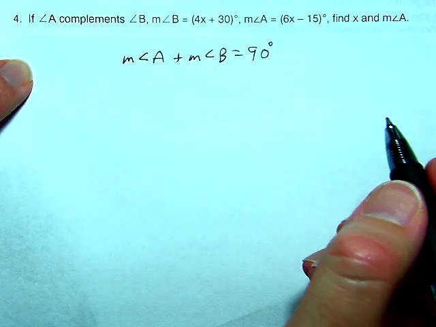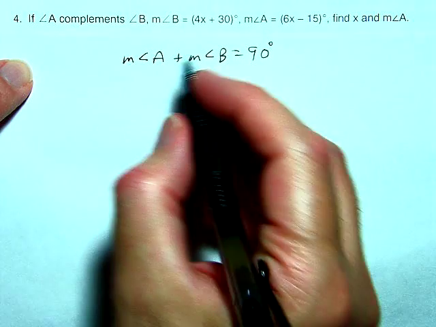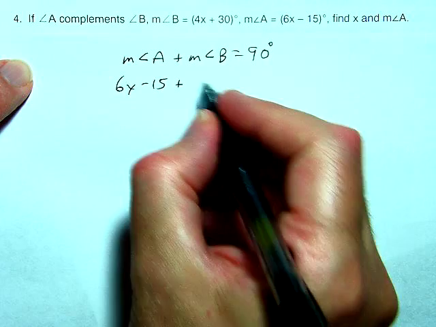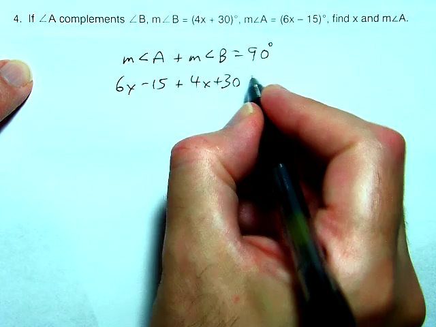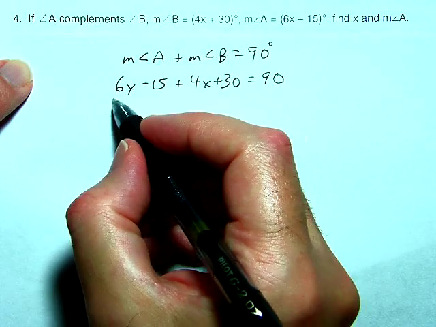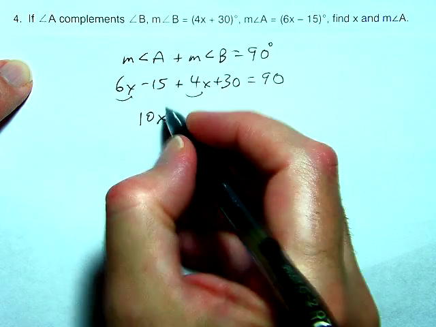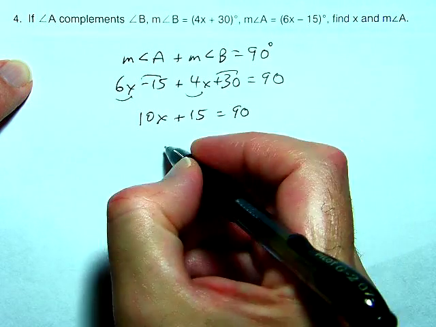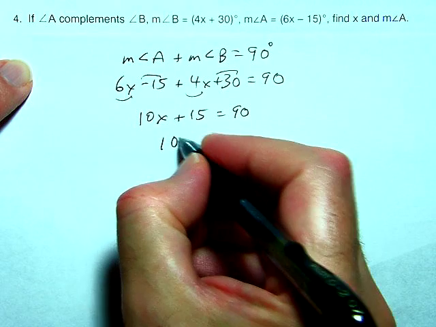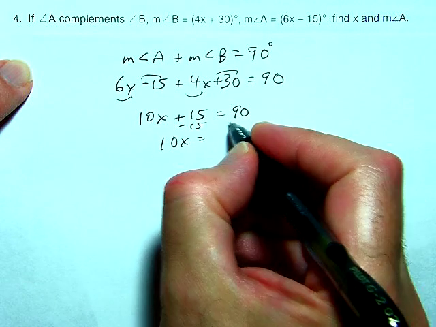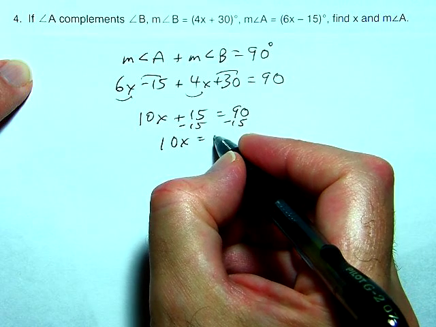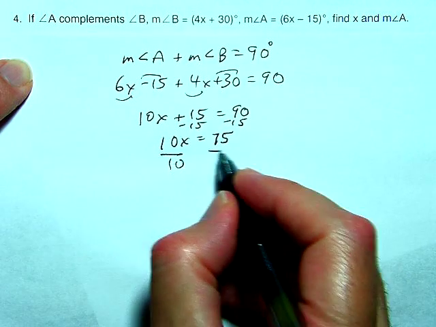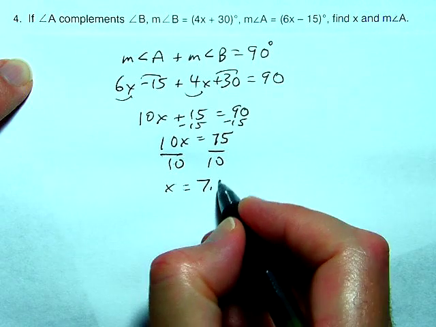Okay, so let us substitute the two expressions in. Measure of angle A is 6x minus 15, plus the measure of angle B is 4x plus 30. That equals 90. Again, let us add like terms. 10x plus 15 is equal to 90. After we subtract 15 from both sides, we get 10x is equal to 75. And if we divide both sides by 10, we get x is equal to 7.5.